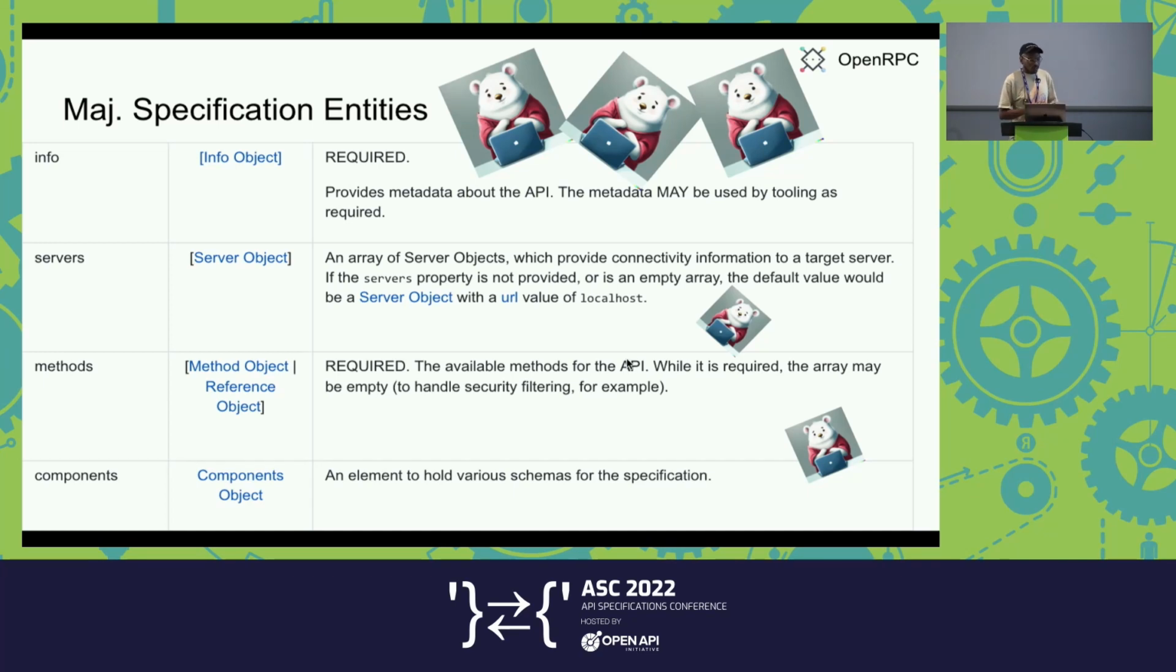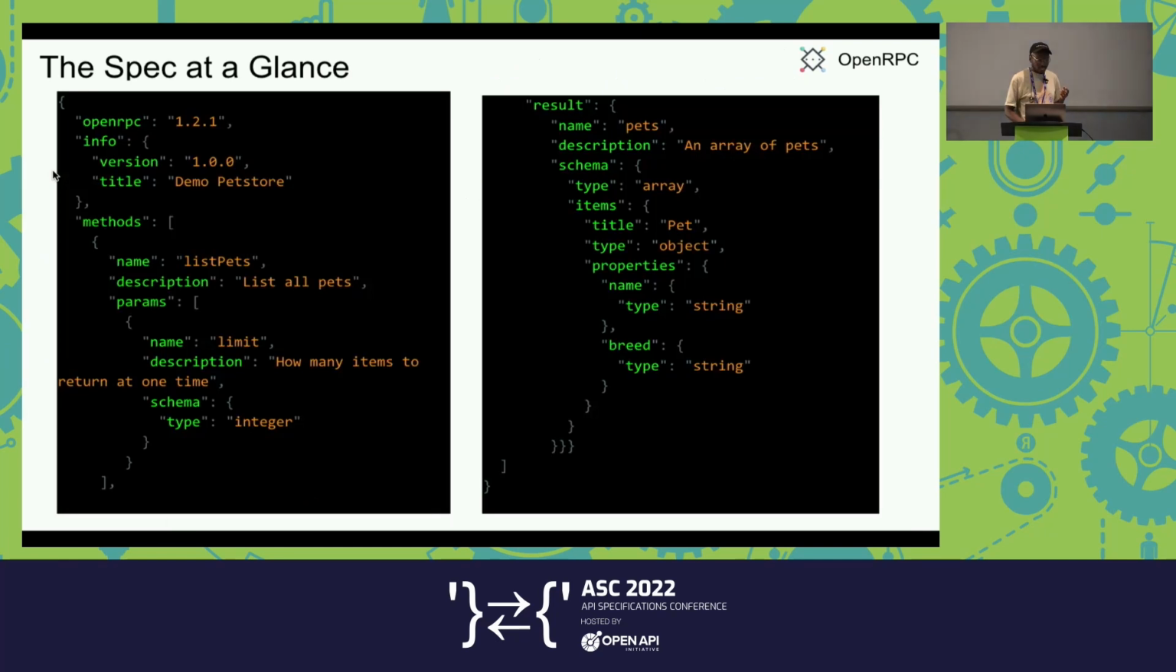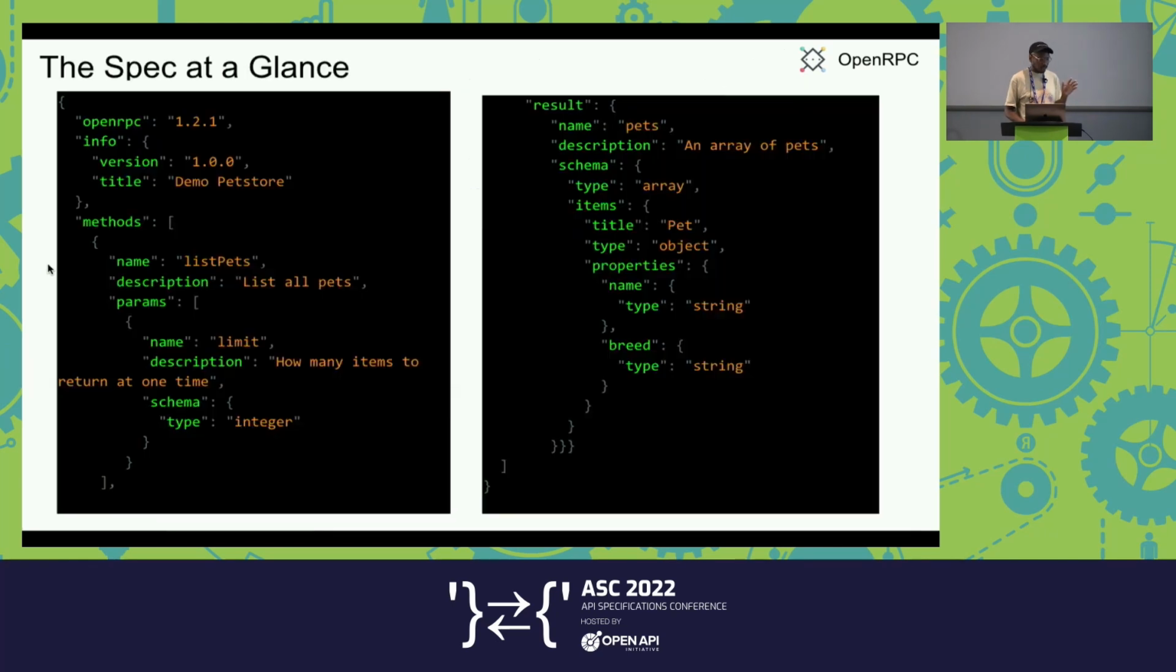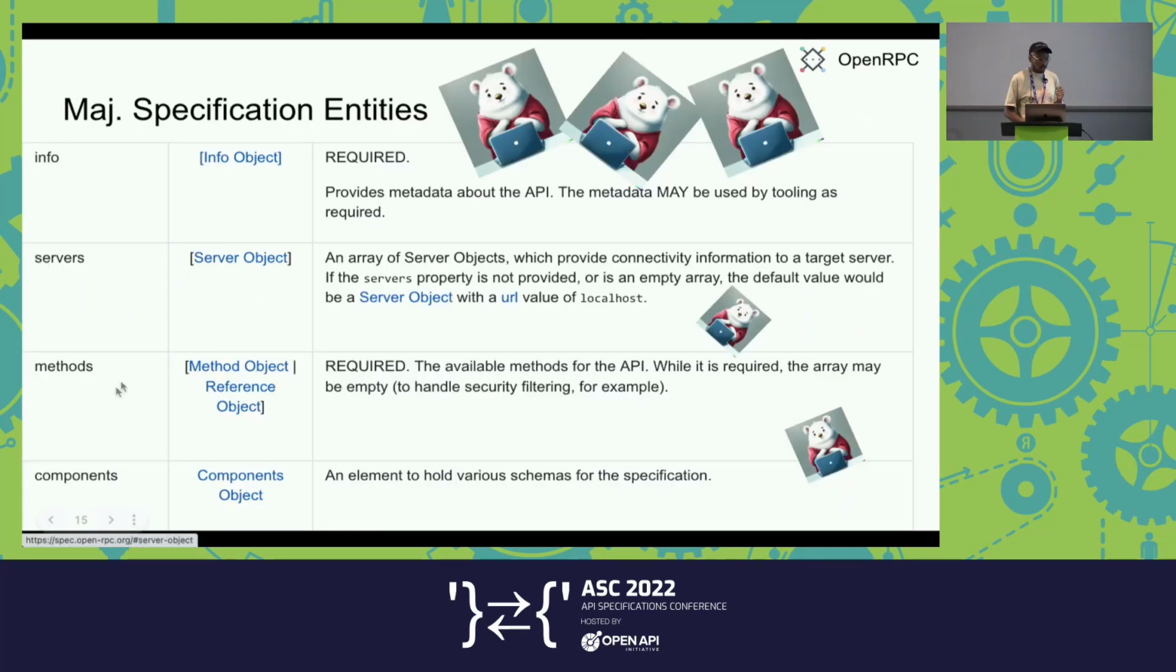Okay, so that was the specification at a glance. It's really small. Our specification is only about 2 pages long, but there are a couple of major things that we talked about in that overview. So we have the info section, which we were saying is about the metadata of the API, which was here. We have servers, which I talked about, but it's not shown here for space purposes and it's not required. Then we have methods, which are all the available methods on your API.